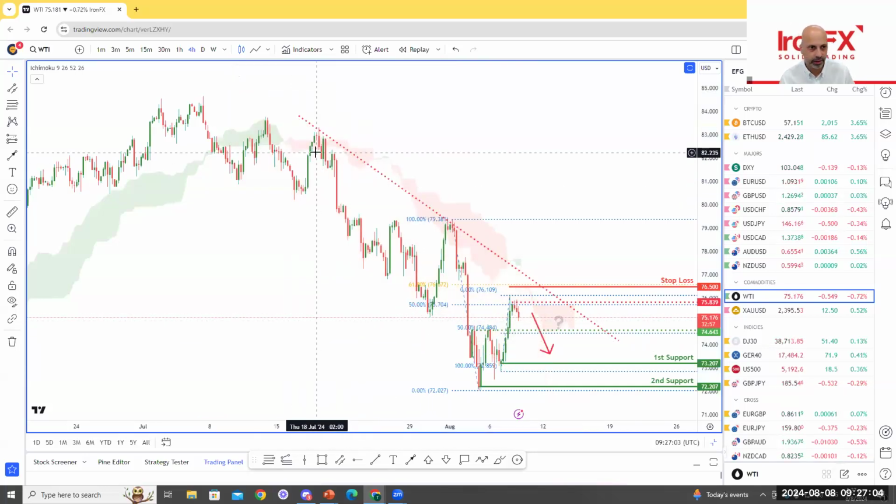But of course, we can still see very clearly the downtrend is still intact. A series of lower highs, lower lows. Price continues to trade underneath this descending trend line, as well as trading underneath the bearish Ichimoku cloud as well.